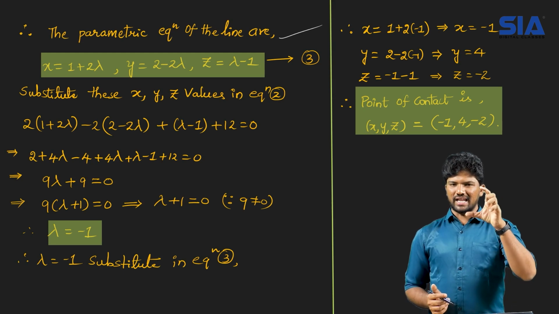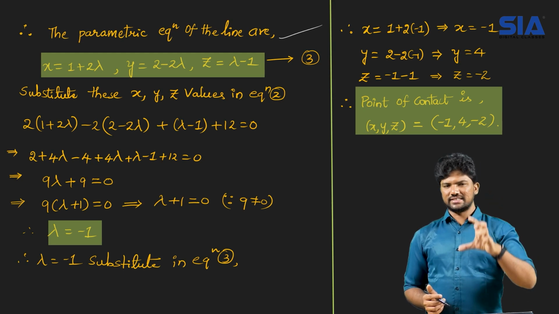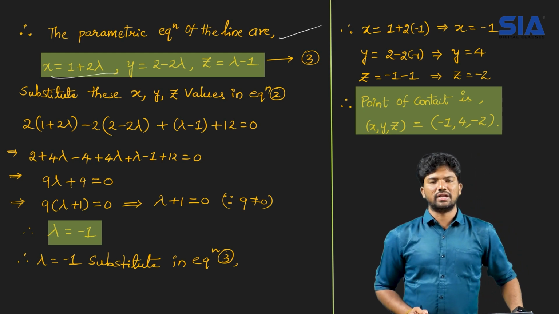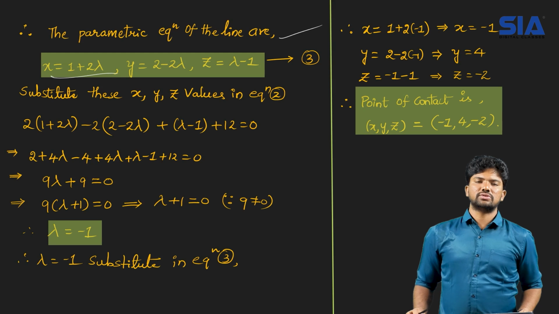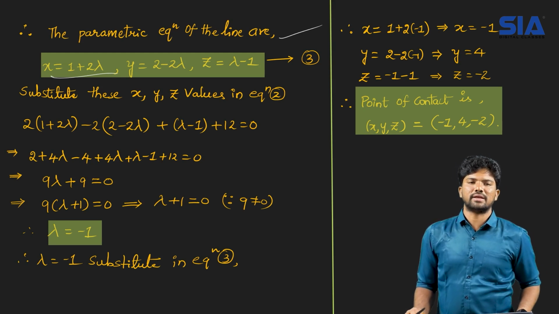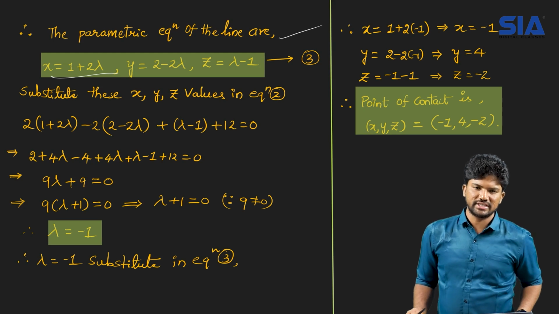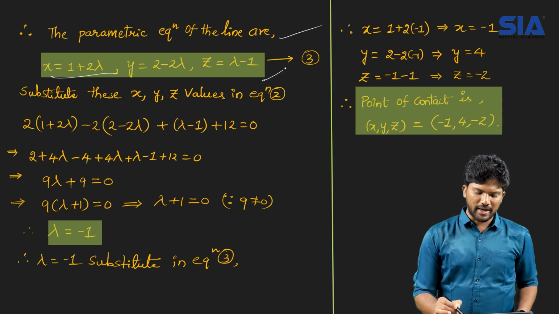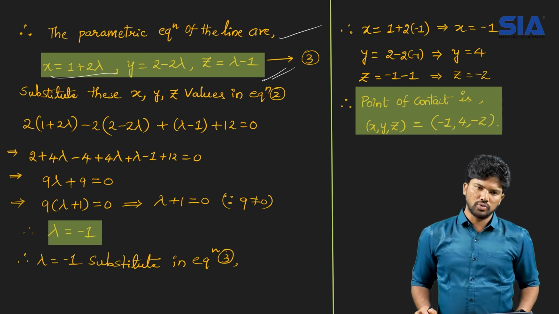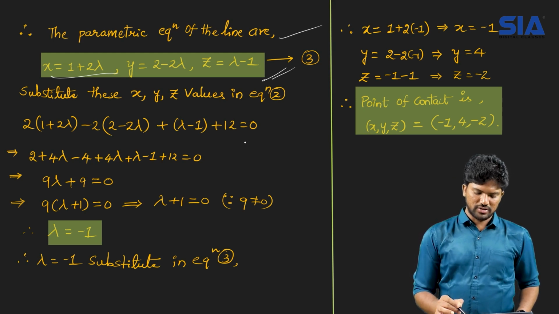Whatever that perpendicular line is, that line CP, its parametric equations are in this format: x is equal to 1 plus 2 lambda, y is equal to 2 minus 2 lambda, and z is equal to lambda minus 1. The previous values only we are calling the parametric equations. Take it as equation number 3. Now substitute these parametric x, y, z values in equation number 2 only.